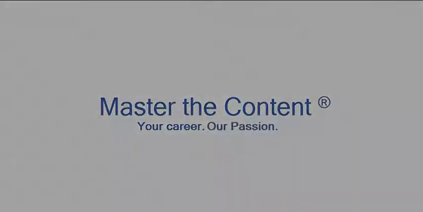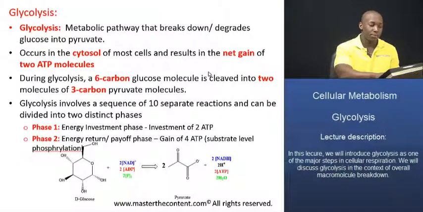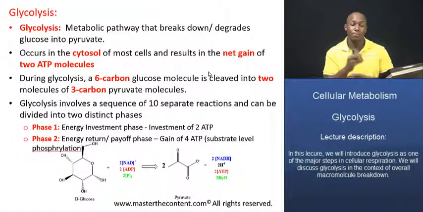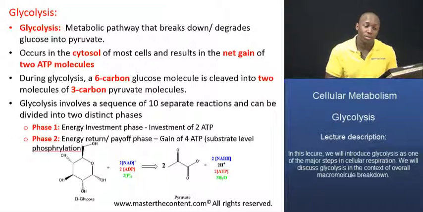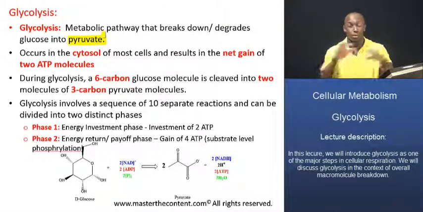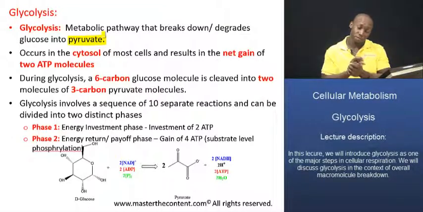Your career, our passion. Let's delve into what we came to do today, glycolysis. So it's a metabolic pathway that actually breaks down, or degrades, glucose into pyruvate. What I want to mention in this case is, in glycolysis you have a 6-carbon sugar usually. So we're going to be talking about glucose the entire time. That's a simple sugar that we're going to focus on. Now glucose is a 6-carbon sugar.